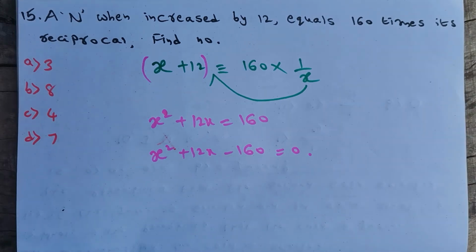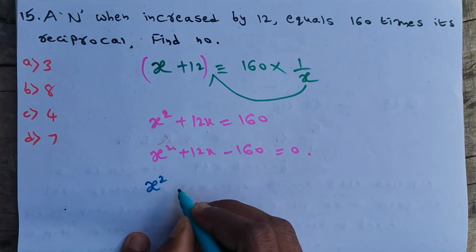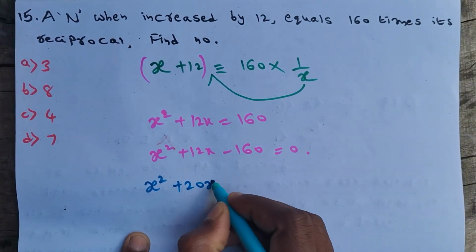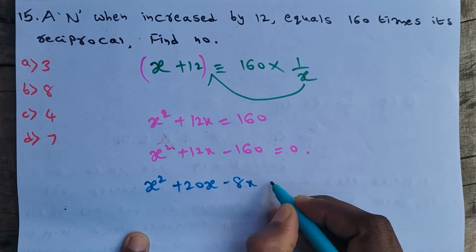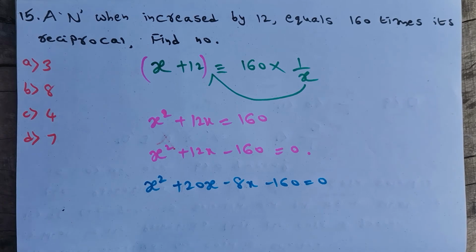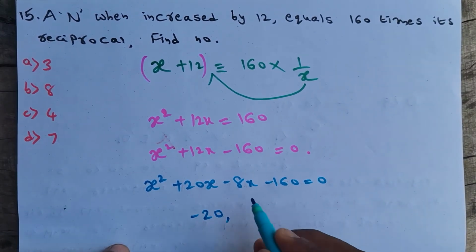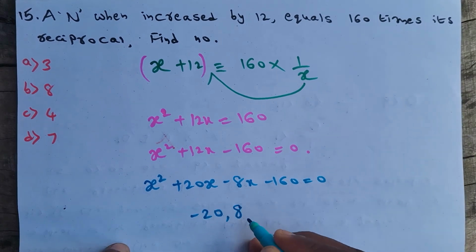By splitting the middle term into two terms, I will solve it. x square as it is, plus 12x, I am writing it as plus 20x minus 8x, minus 160 is equal to 0. Here plus 20 is there, so 0 will be minus 20. Here minus 8 is there, so 0 will be plus 8.